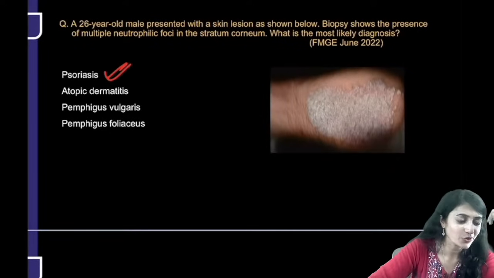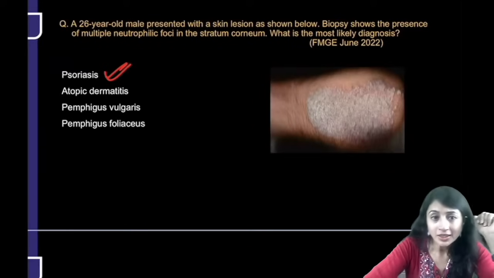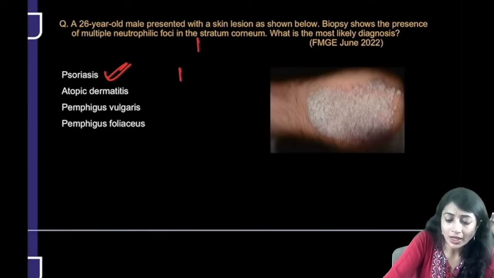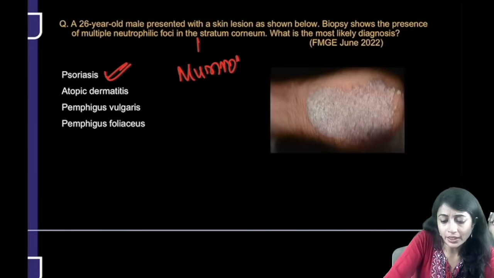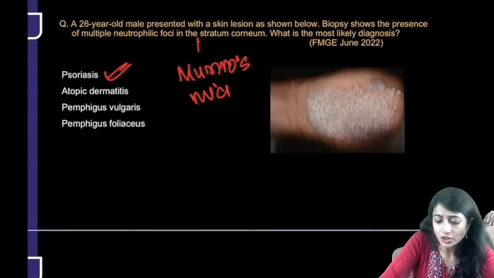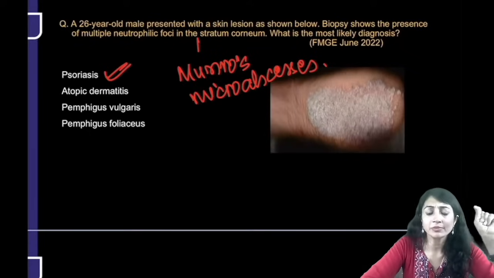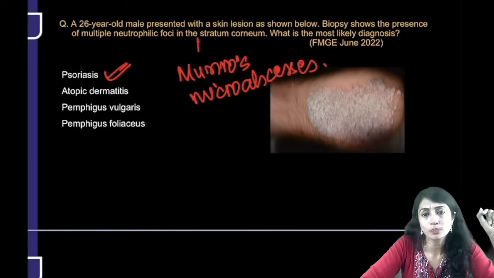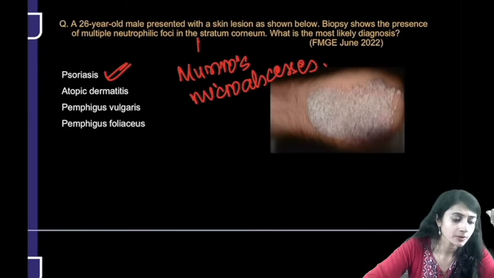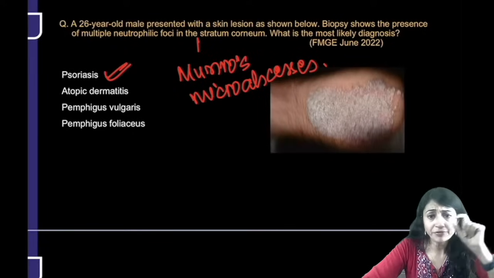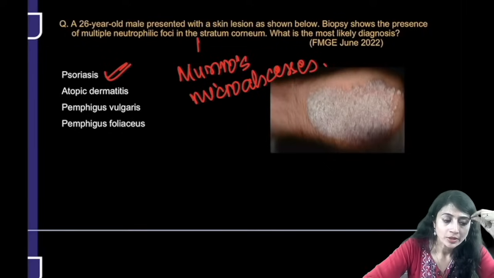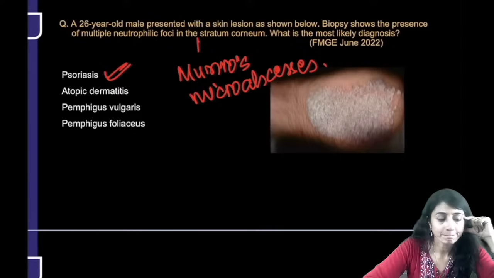Oh, you answered before I asked. You're right. We call these foci Munro's microabscesses. This is a collection of neutrophils in the stratum corneum, called Munro's microabscesses. Quickly tell me, what are the other important histopathological features of psoriasis? Very, very important histopath feature of psoriasis. Munro's microabscesses is one. What else?